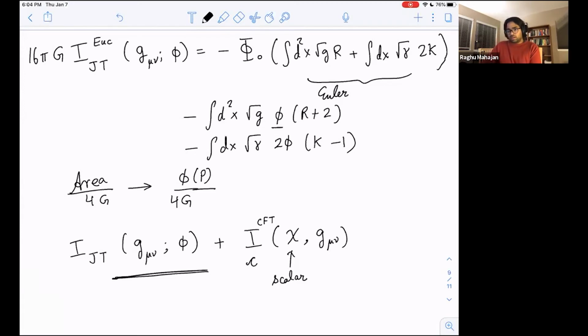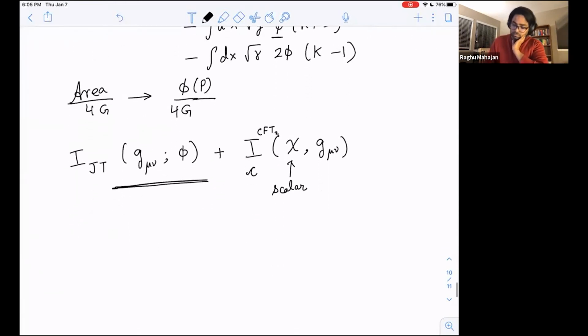Okay. We won't need to be very specific about what the action is, but we just need to know that it's some two-dimensional CFT that's coupled to the metric, and then the metric is coupled to this dilaton. The role of the dilaton is to define what we mean by area in a 2D theory of gravity, etc.